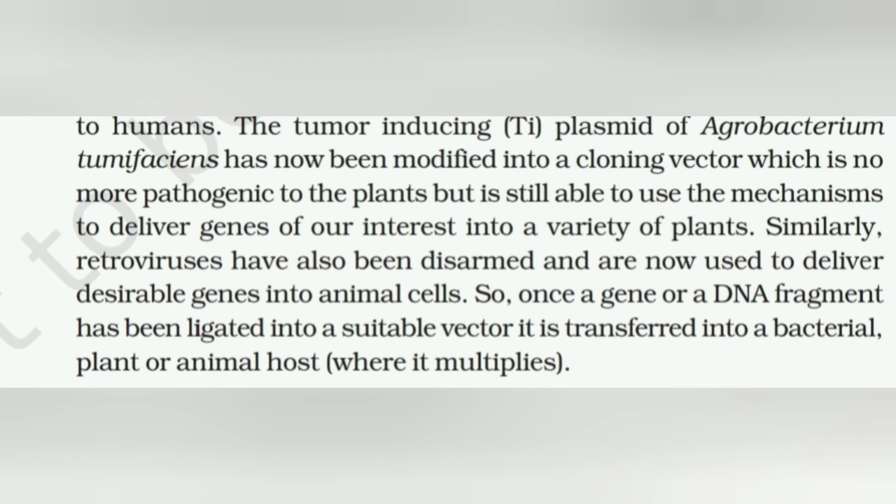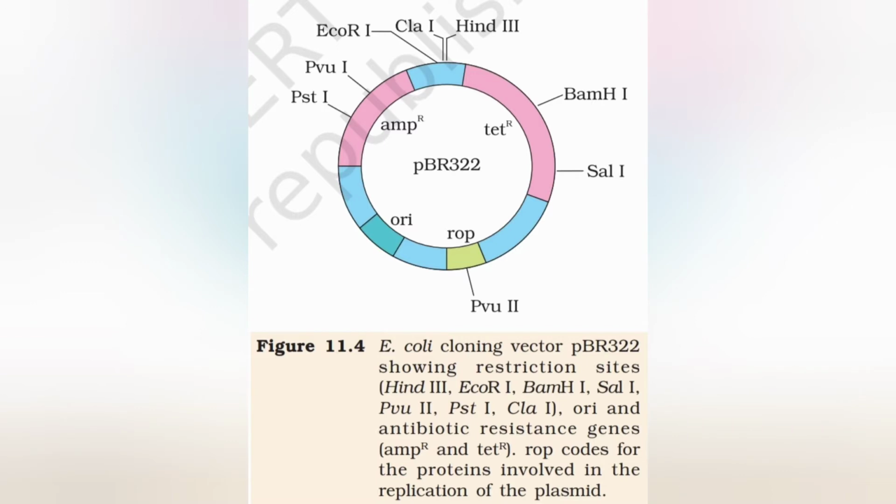So, once a gene or a DNA fragment has been ligated into a suitable vector, it is transferred into a bacterial, plant, or animal host wherever it may multiply. Here is the plasmid vector of E. coli, pBR322, which consists of resistance genes for two antibiotics, ampicillin and tetracycline. In the ampicillin resistance gene, there are two sites for restriction endonucleases, PvuI and PstI, while in tetracycline, two other restriction sites are available, BamHI and SalI.